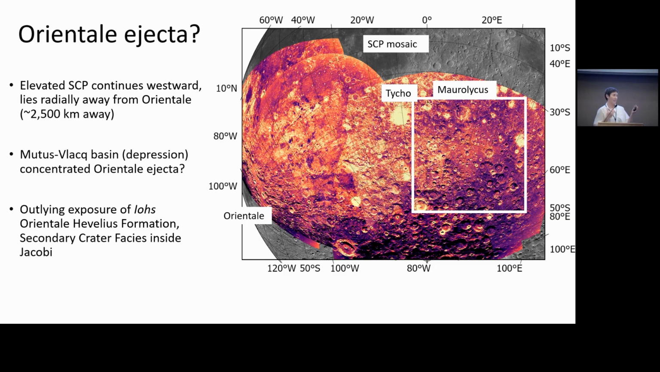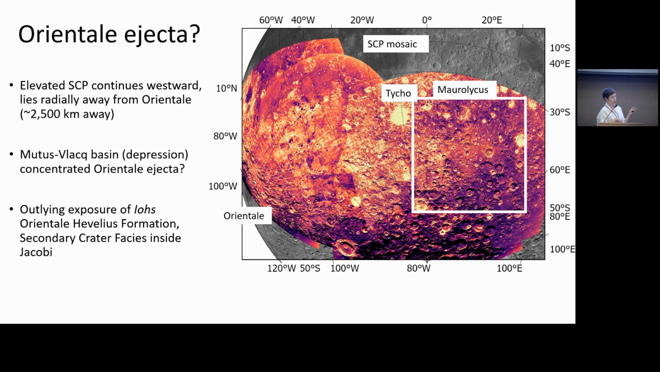So it's not crazy to think that maybe this elevated backscatter region that we're seeing here is just a more extensive distal Oriental ejecta deposit that made its way all the way to this region here. And maybe because of the presence of this Mutus block basin, or not basin, maybe that basin ejecta just got concentrated into this topographic depression and is a relatively thicker layer in this area.